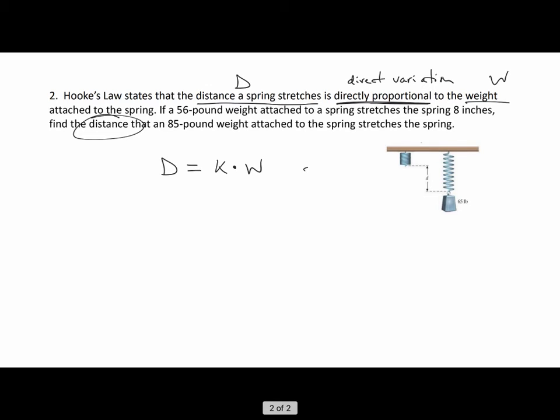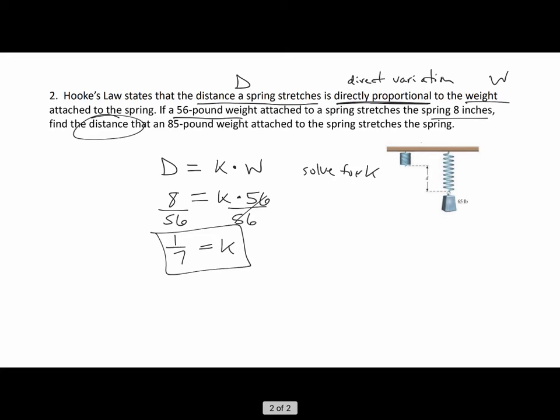Now I need to solve for k. So they have to give me some information here. So 56-pound weight, that's w, attached to a spring that stretches 8 inches. That's the distance d. So this will allow me to solve for k. I just need to undo that multiplication with some division here. And then that divides to 1/7. So that's going to be my constant of variation. Now my direct variation equation, d equals k, which is 1/7 times w.